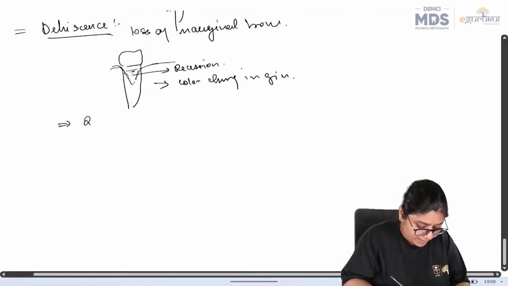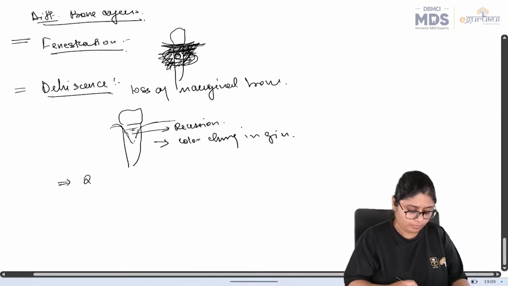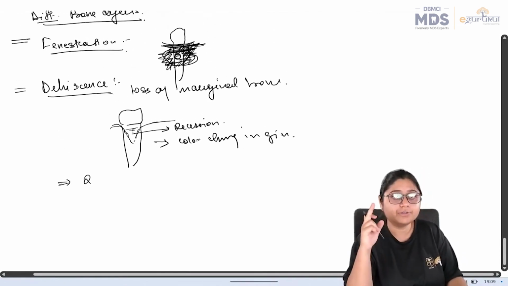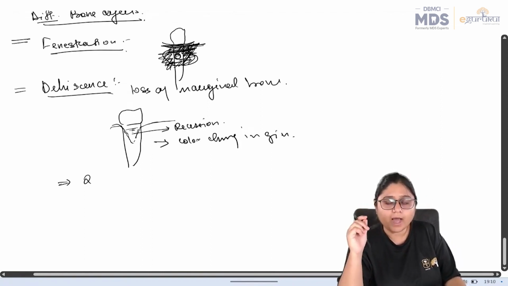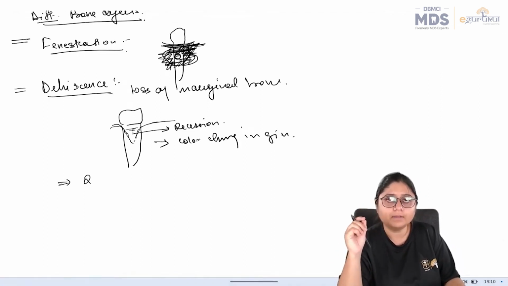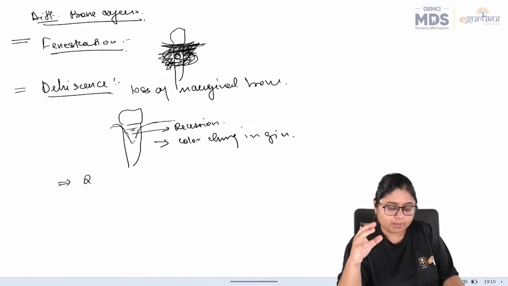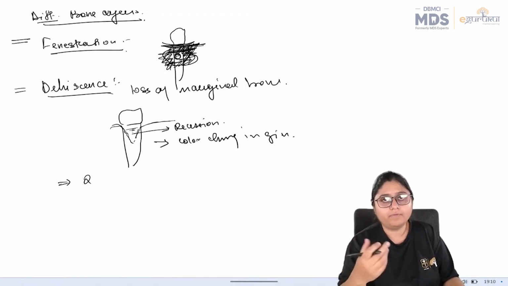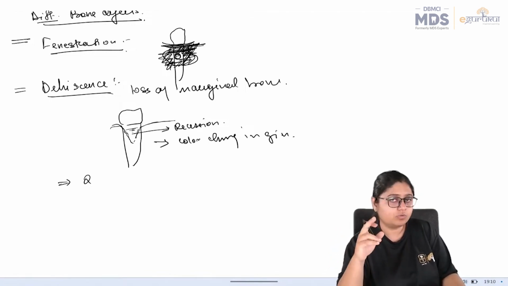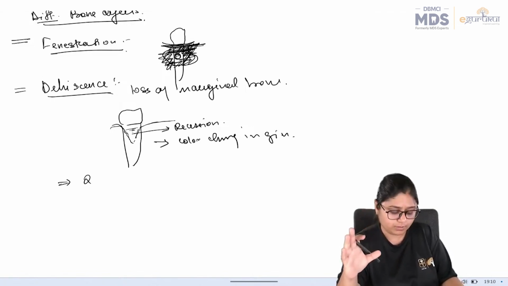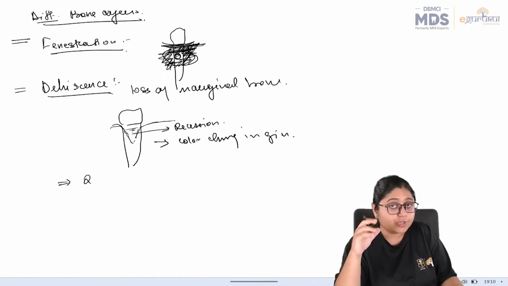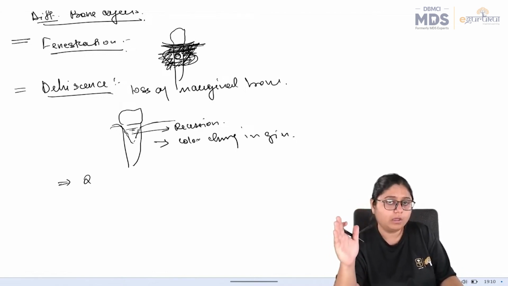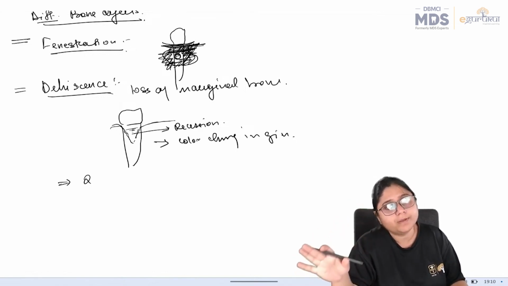Now, see, these two things are asked in image-based questions. They have asked it in the NEET exams in image-based questions, that identify what is what. What is fenestration, what is dehiscence? So you must know what is fenestration. Don't get confused, dehiscence or fenestration. Fenestration, remember, fenestration is a hole.